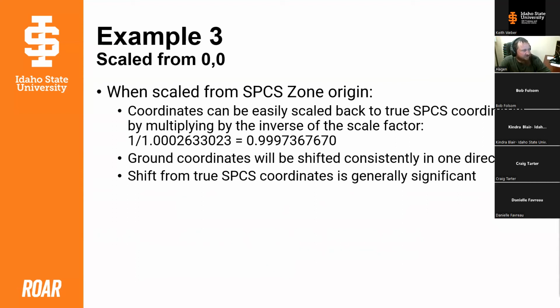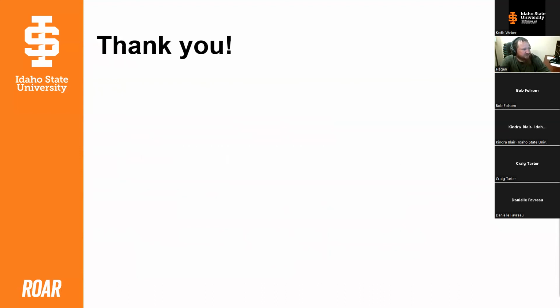Another advantage to it is that the coordinates are shifted significantly from true state plane coordinates again, and they're less likely to be confused. So those are 3 examples that I think illustrate, hopefully, a couple of the important points.